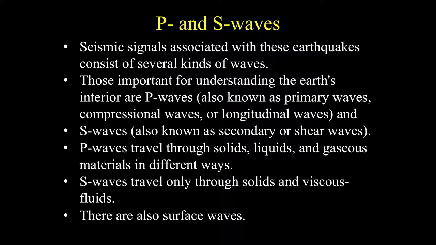Those important for understanding the Earth's interior are P waves, also known as primary waves, compressional waves, or longitudinal waves, and S waves, also known as secondary or shear waves. P waves travel through solids, liquids, and gaseous materials in different ways. S waves travel only through solids and viscous fluids. There are also surface waves.